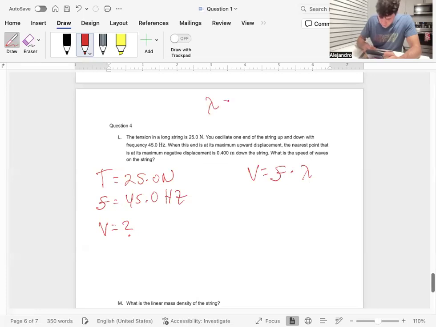Okay, and we know that the wavelength is twice the length between the maximum and the negative point, which is 0.400 meters. Now the wavelength then is 0.800 meter.